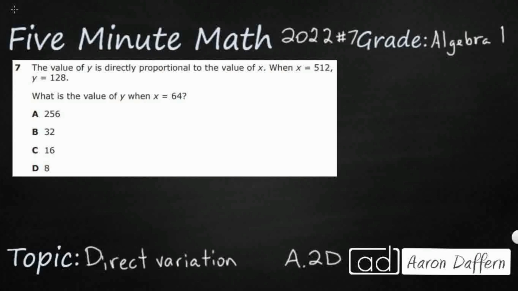Today we are looking at the Algebra 1 concept of direct variation. This is standard A.2D in the great state of Texas, and we are using item number 7 of the 2022 released STAAR test. If you haven't done so already, please go ahead and take a moment to pause the video, work this problem out on your own, unpause it, and we will look at our answers together.